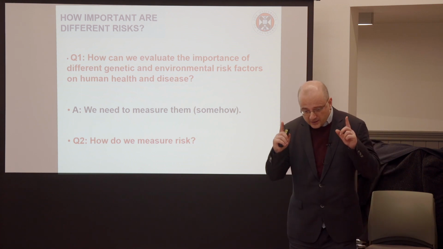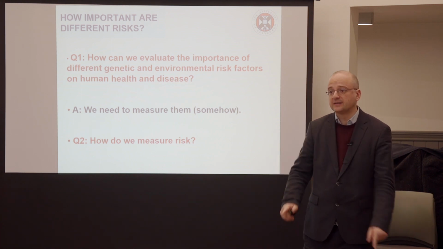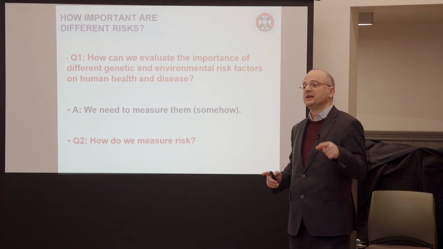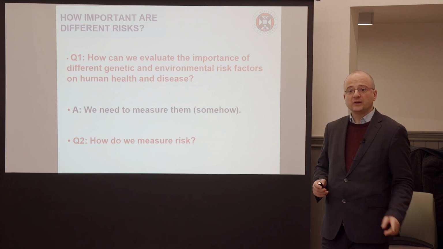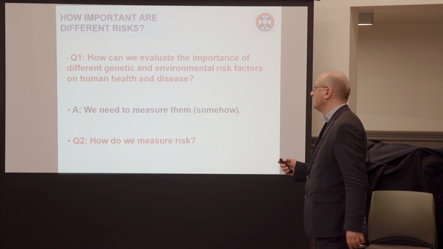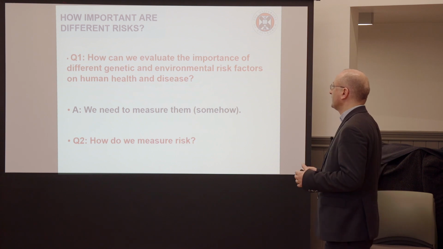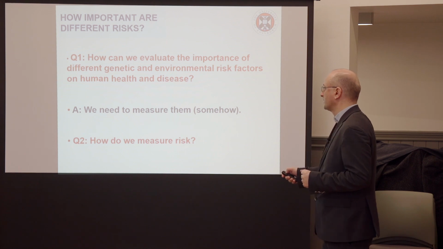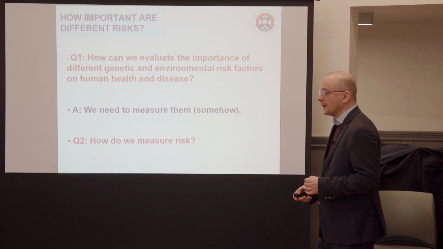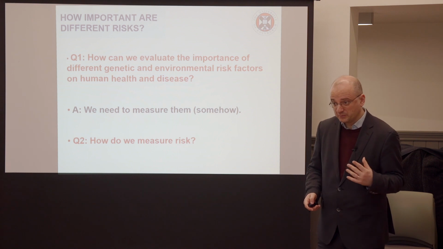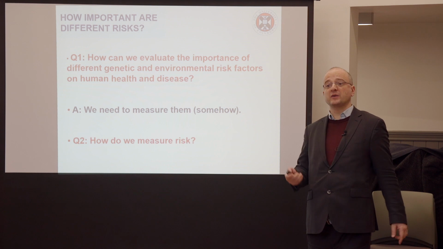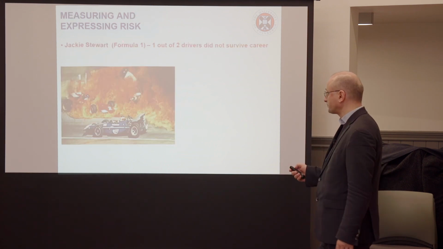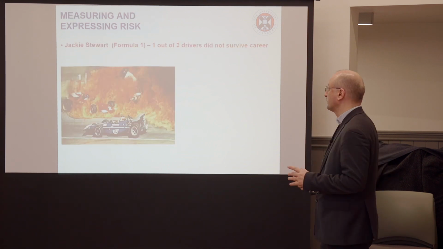Now, we are trying to understand the risk for disease as epidemiologists. We are trying to establish that some things are risks and some things are not risks. So, we could ask ourselves, how important are different risks? Can we evaluate the importance of different genetic and environmental risk factors on human health and disease? If we want to evaluate anything, we need to measure it, obviously. So we need to measure risk. But how do we measure risk? Well, let's talk about measuring and expressing risk.